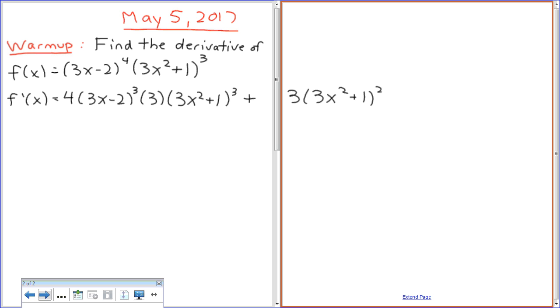Okay, good. And then 3x minus 2 to the 4. Okay? All right, now this was a 4-mark question on your test, I think. There's more stuff going on here, but that got you 1 mark right there. The next mark would be grouping.